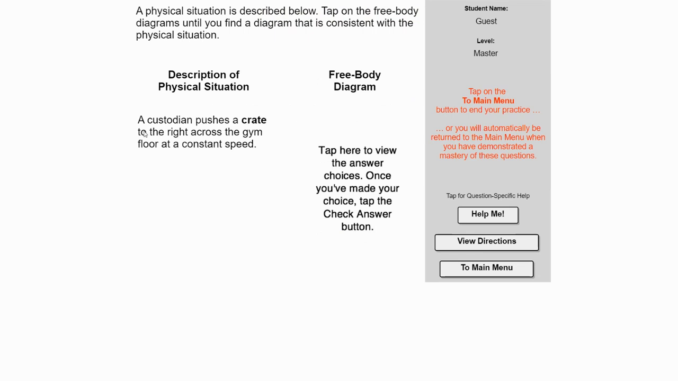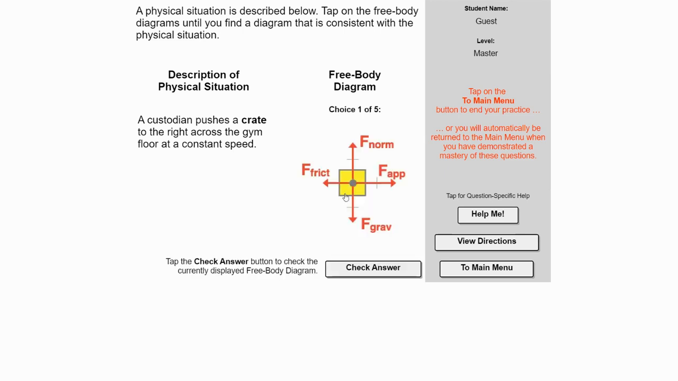A custodian pushes a crate to the right across the gym floor at a constant speed. So force of gravity, is there going to be? Yes. Is there going to be a normal force? Yes. Is there going to be an applied force? Well, yeah, he's pushing it, so that's your applied force. Constant speed. Right now, this is telling me that friction is less than the applied force. So this would mean that it would have to be accelerating. It doesn't tell us that that's what's going on here. So no. This would be a huge acceleration. There's no resistance to it whatsoever. It's going to the right. Friction acts opposite of motion, so that just is wrong. This would be the winner.